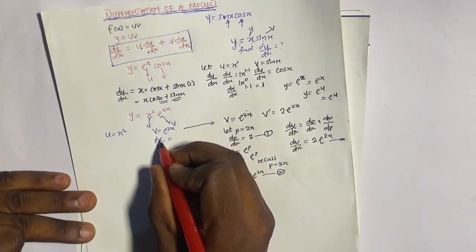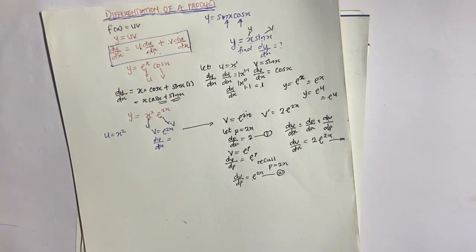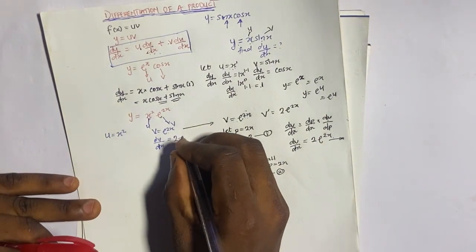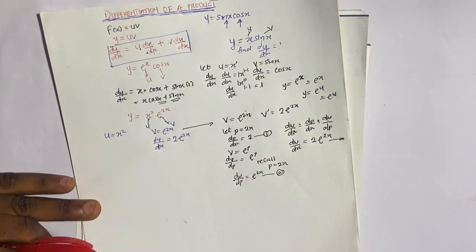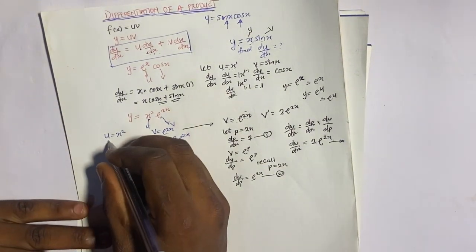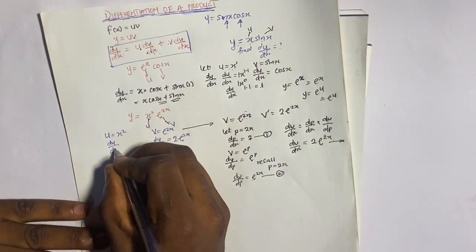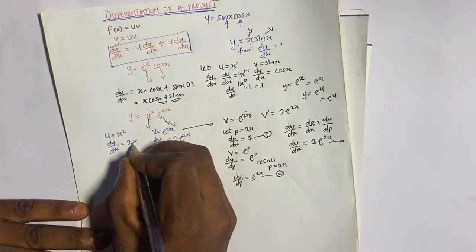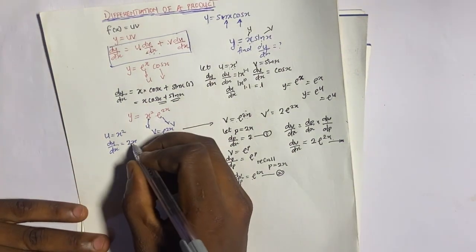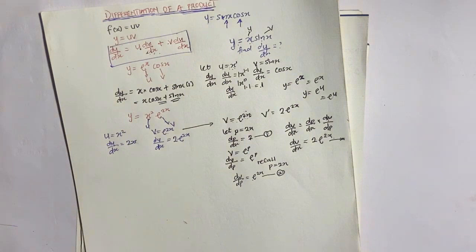I'm going to find dv/dx. dv/dx is going to be 2 exponential 2x, exactly. And after that, I need du/dx. So du/dx in this scenario is going to be 2x, as you can see. Now, I just need to put these expressions into this formula.